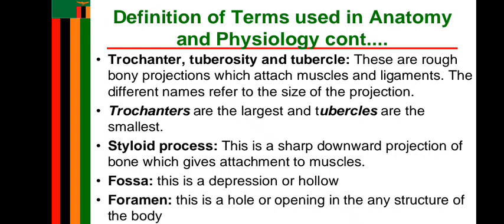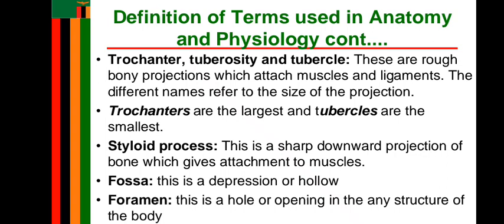Okay, now continuing with the definitions and the basic terminologies. We have the trochanter, tuberosity, and tubercles. These are just rough bone projections which attach a muscle and a ligament. They have different names that refer to the size of the projection. Trochanters are the largest, and tubercles are the smallest. Then the styloid process is just a sharp downward projection of a bone that gives an attachment to a muscle.